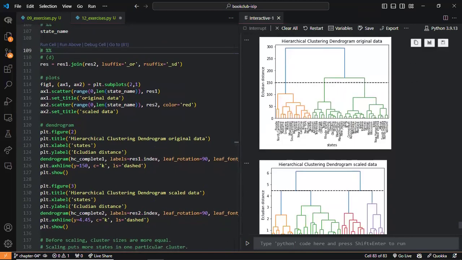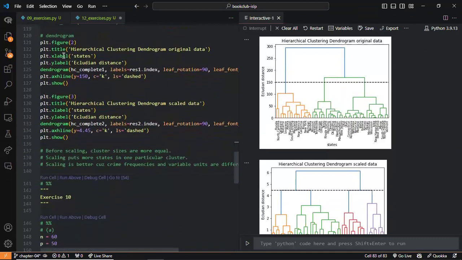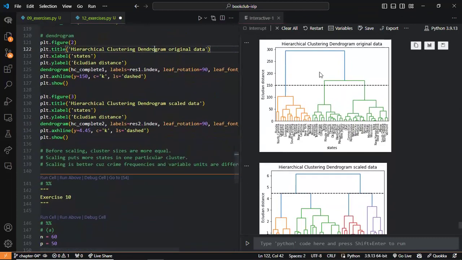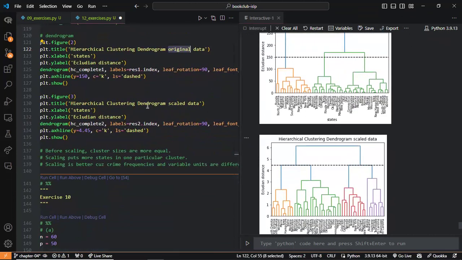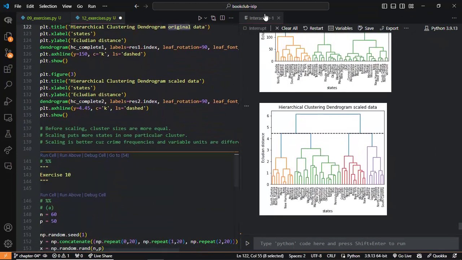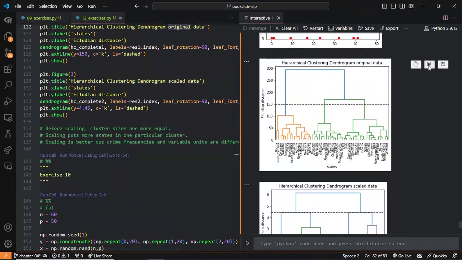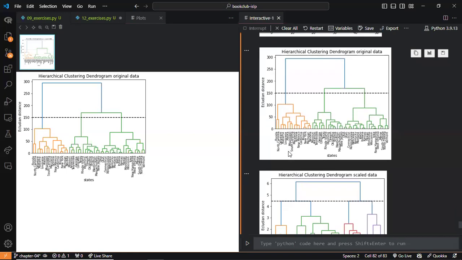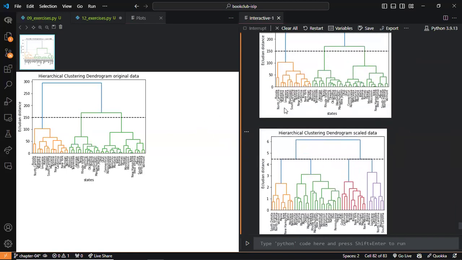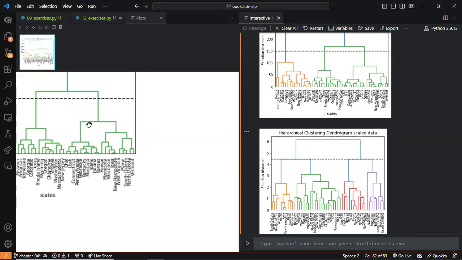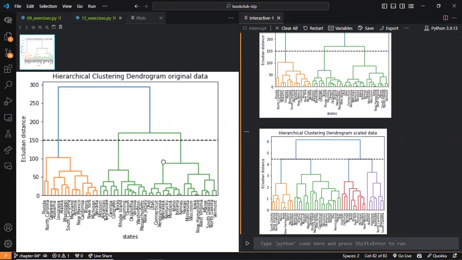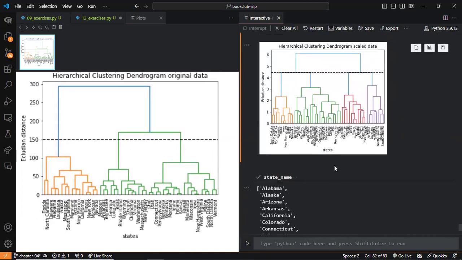And now with respect to these dendrograms, let's see. This first one corresponds to the dendrogram for the not scaled data. And what is the change when we do scale the data? Well, let's take a look at this in a little more detail. Okay, this one, the before and the after.